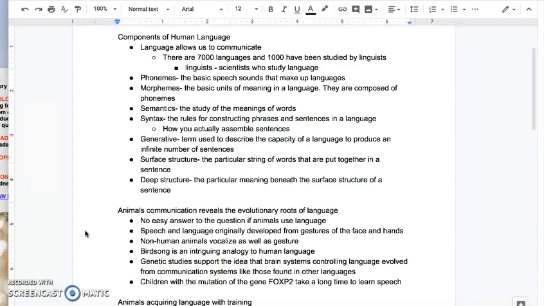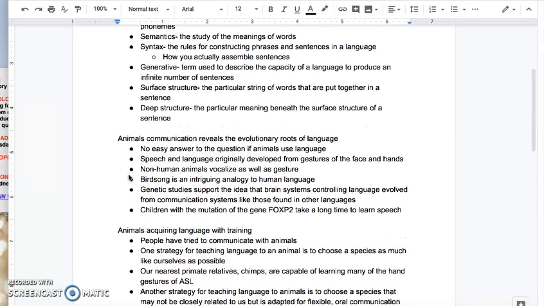Semantics is the study of the meaning of words. Syntax is the rules for constructing phrases and sentences in a language. And this is actually how you assemble the sentences. So you might think that rules for constructing sentences and phrases is grammar, but grammar typically refers to the set of rules about how you ought to structure your sentences. So syntax is concerned with how natives actually speak.